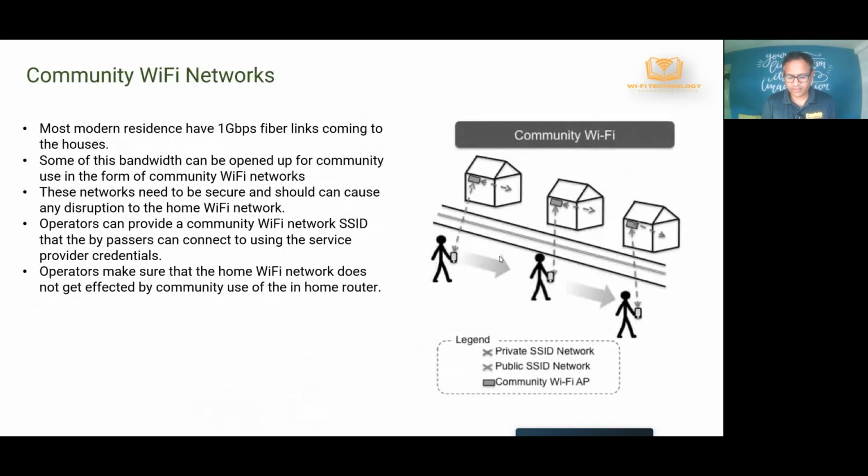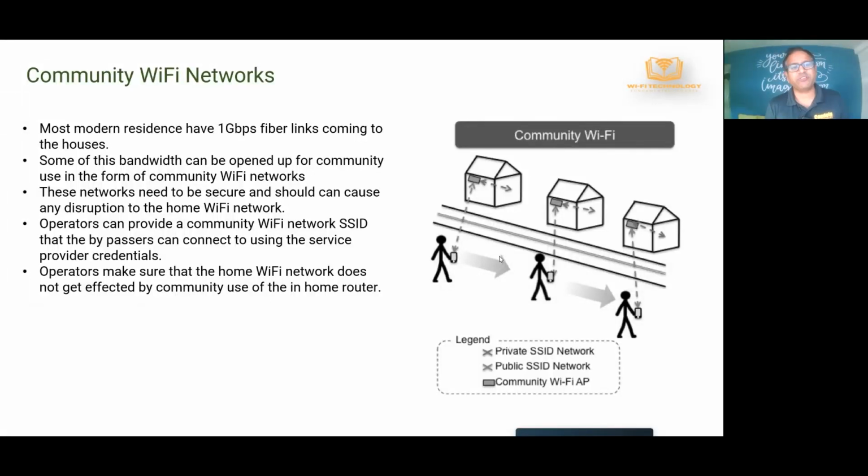And of course, one of the trends that we have noticed, and this came about 4 or 5 years ago, I'm not really sure how much it is used right now, but at one point it was heavily publicized, the idea of a community Wi-Fi. Remember that most modern homes get up to a gigabit per second, in fact even larger fiber links to the house. That is a lot of bandwidth. 1 Gbps is a lot of bandwidth, and it's not very normal that you will need all the 1 Gbps in your house.